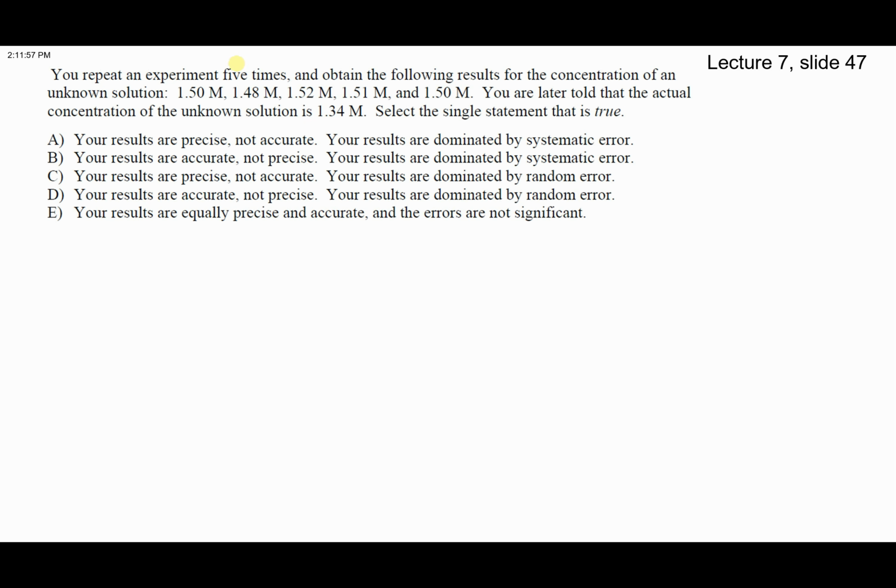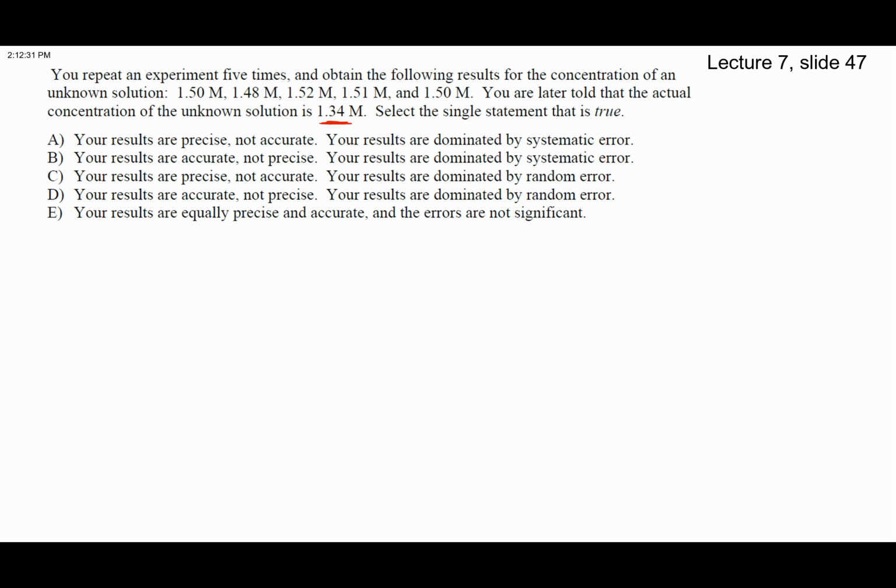You repeat an experiment 5 times and obtain the following results for the concentration of an unknown solution: 0.15 molar, 0.14 molar, 0.152 molar, 1.50 molar, 1.48 molar, 1.52 molar, 1.51 molar, 1.50 molar. You're later told that the actual concentration of the solution is 1.34 molar. Select the single statement that is true.